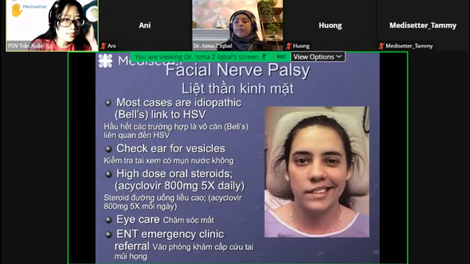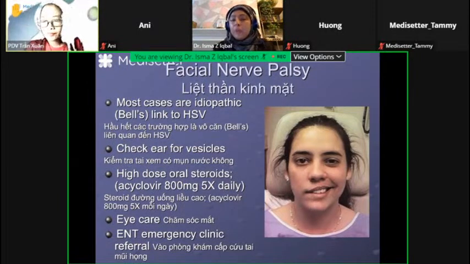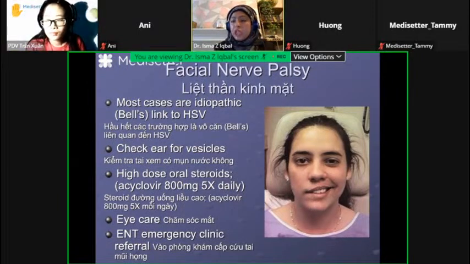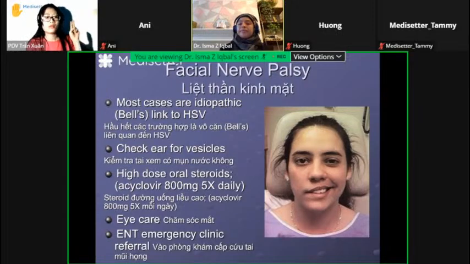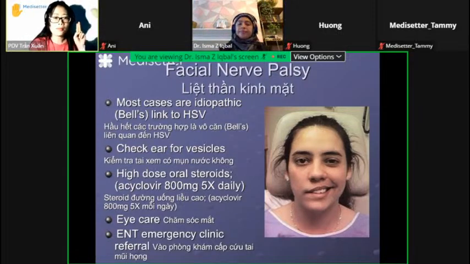Can you repeat the sentences? Sorry. You must make sure that the patient does not have acute otitis media, because the treatment would be different in that case.